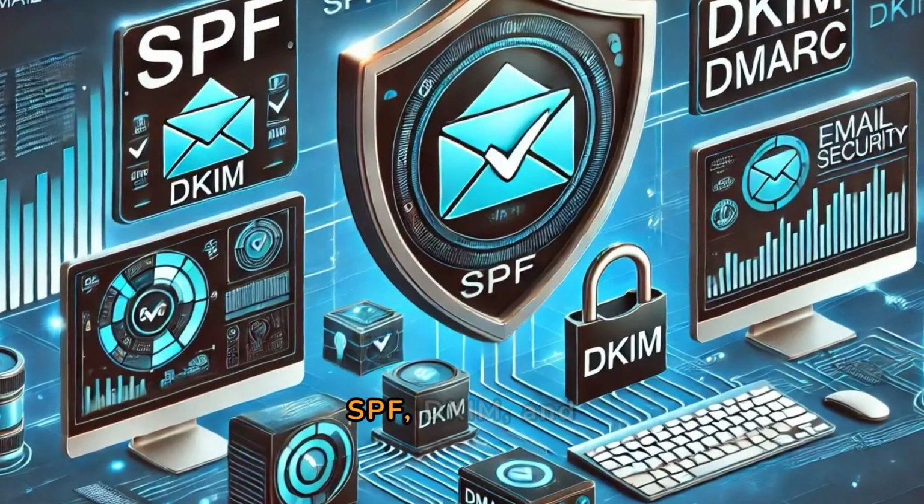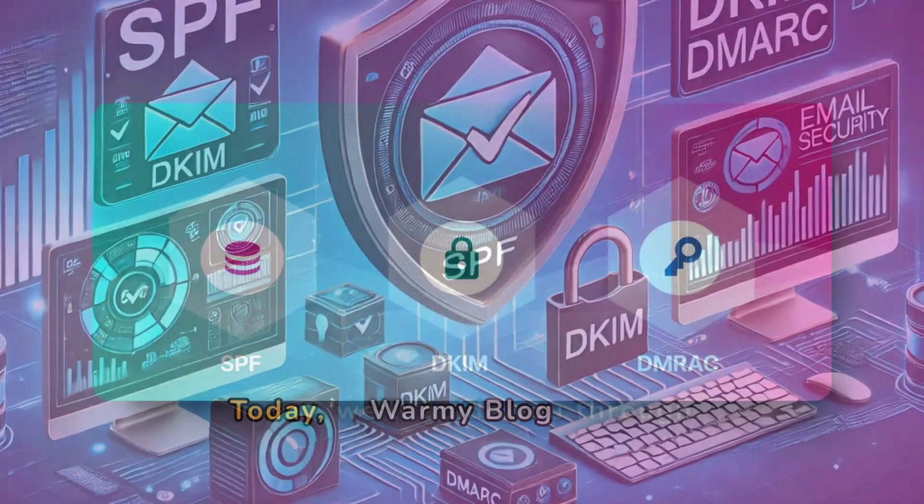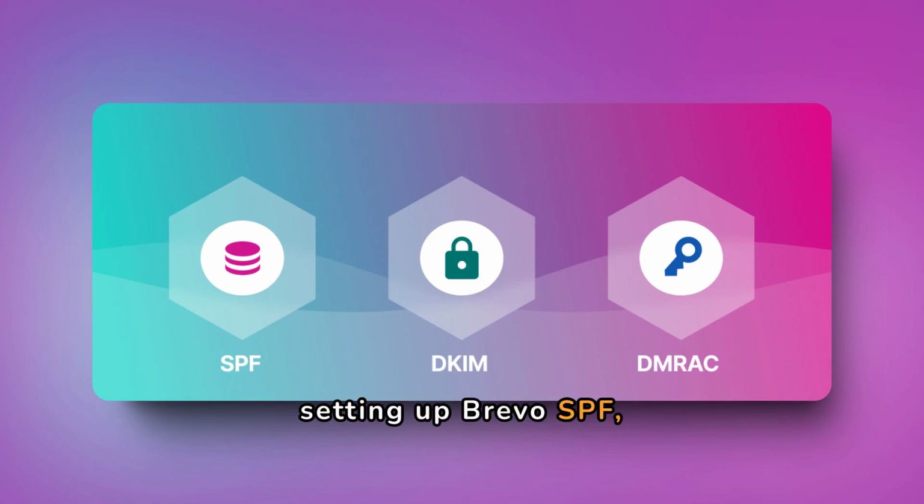Navigating Brevo SPF, DKIM, and DMARC. Protecting your email, Warmy blog. Today, we'll guide you through setting up Brevo SPF, DKIM, and DMARC to secure your email communications. This setup can significantly boost your email deliverability, ensuring your messages reach your customer's inbox.